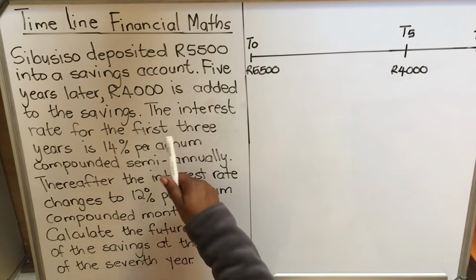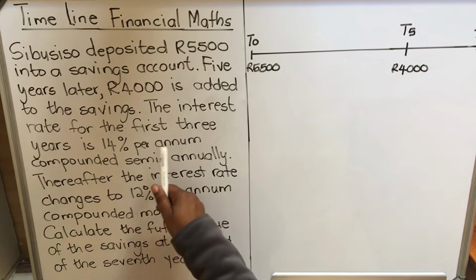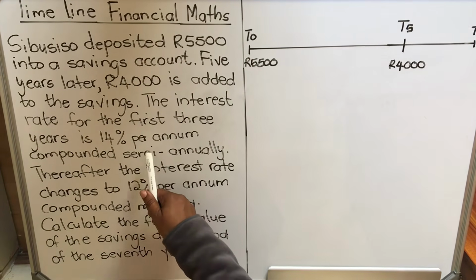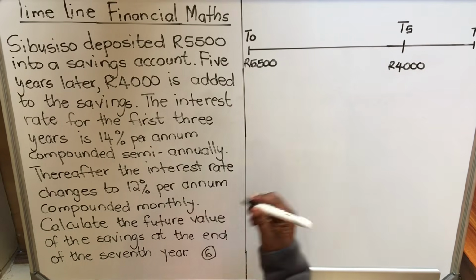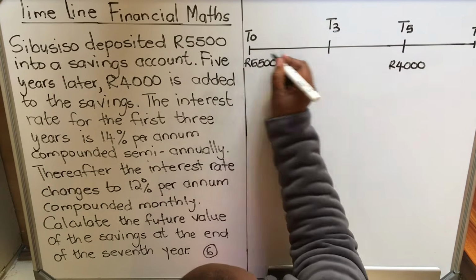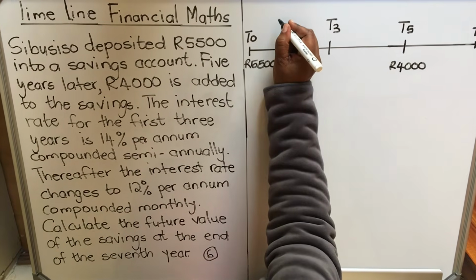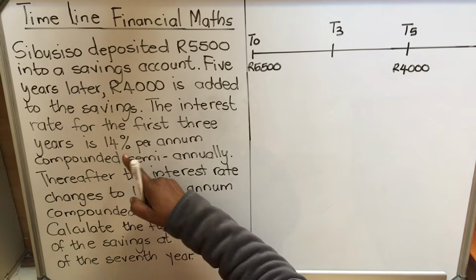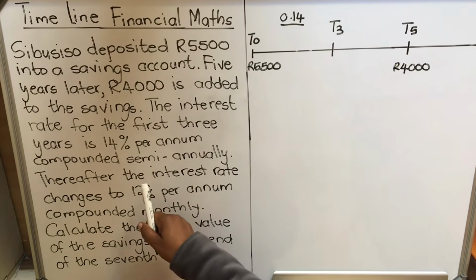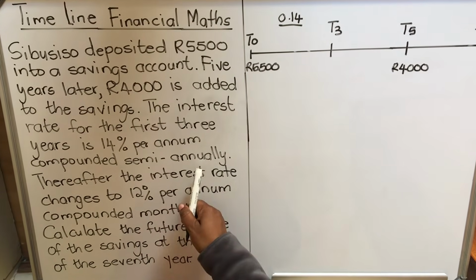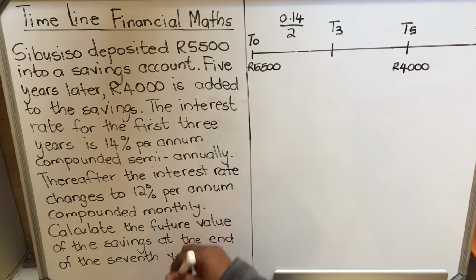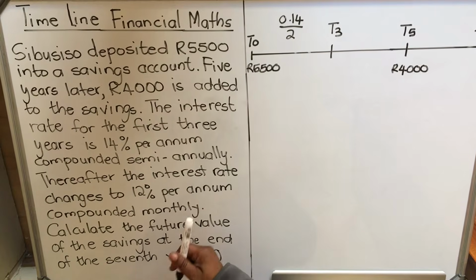Okay. The interest rate for the first 3 years is 14%. It's 14% per annum compounded semi-annual. Okay, so we have a T3. In T3, the first 3 years, the interest is 14%. You remember, you write it as a decimal. It's 0.14 divided by, compounded semi-annual, so it means you divide by 2. Semi means half. There are 2 half years in a year. Okay, let's continue with our question.